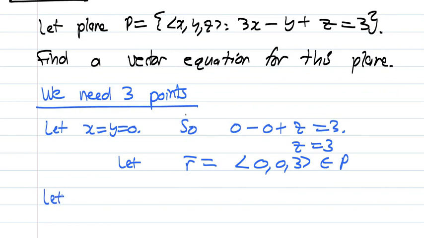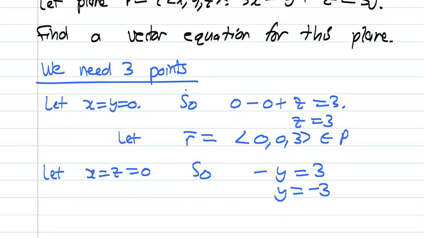Now, I had so much success. So let x equal to z equal to 0. So we get that minus y is equal to 3. So we get y is equal to minus 3. So I'm going to call this point P. So P is x is 0, y is minus 3, z is 0. That is sitting on plane P.